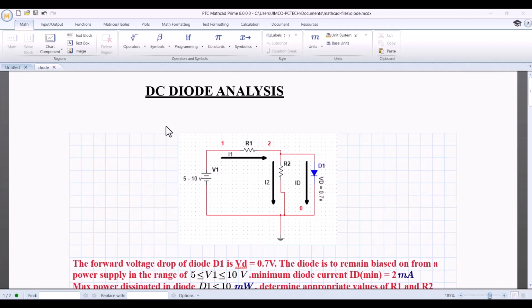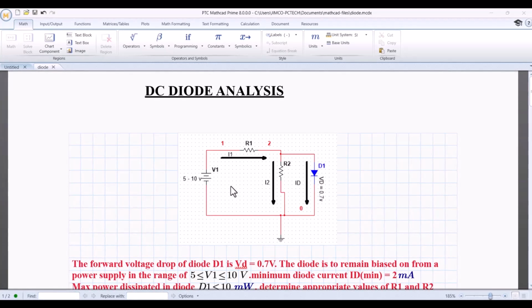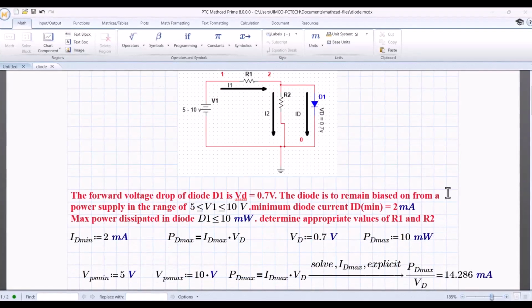This is a brief demo on how I solved it using MathCAD. My MathCAD sheet is open. And this is the circuit consisting of two resistors and the diode with a voltage source that varies between 5 to 10 volts. And this is the question.